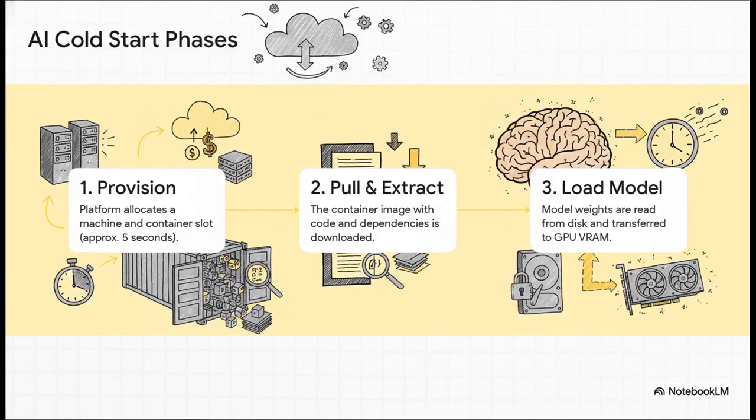So why on earth does it take so long? Well, it really breaks down into three phases. First up, the platform has to find and provision the right machine, and that alone takes about 5 seconds. Then it has to pull and extract your entire container image with all its dependencies. And finally, here's the real killer. It has to load that massive AI model from a disk into the GPU's super fast memory. Each one of these steps just adds more and more precious seconds to the clock.